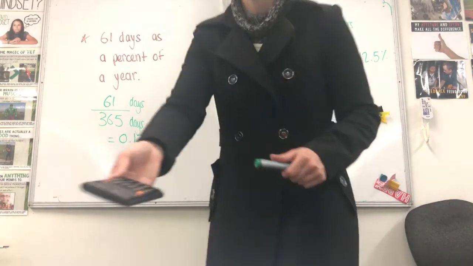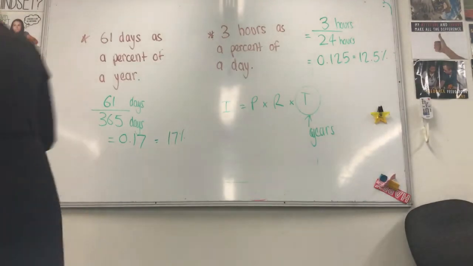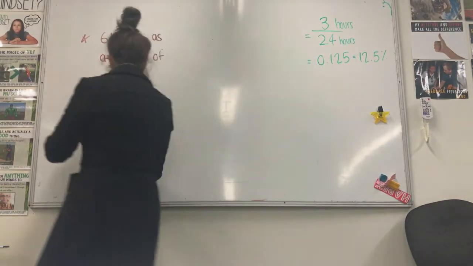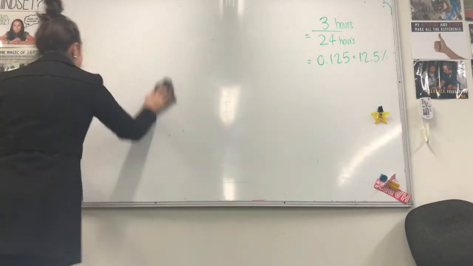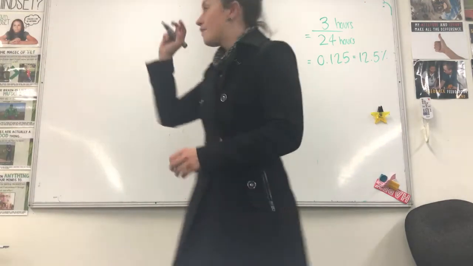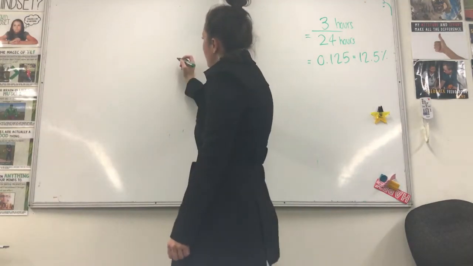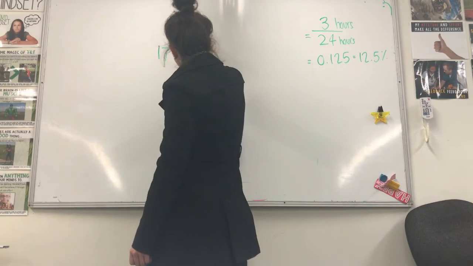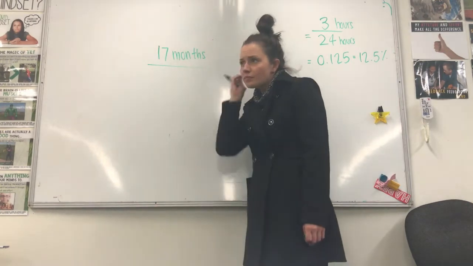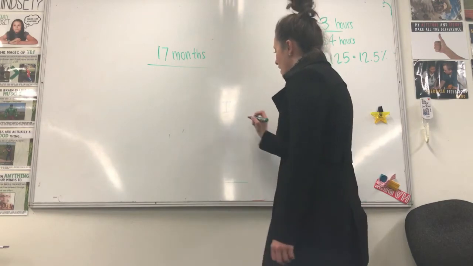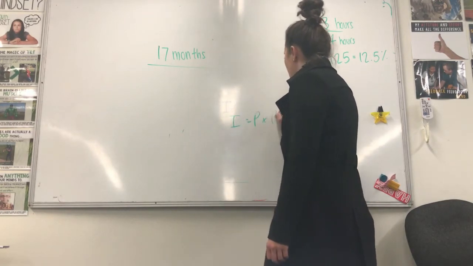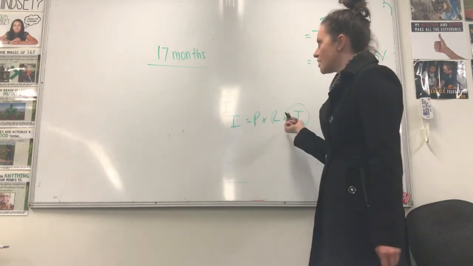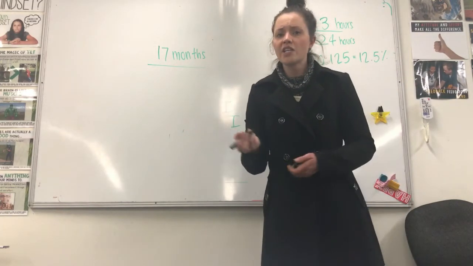Let's do another one. You're probably going to mostly get ones in relation to months, days, and years. So if, for example, someone said that they invested their money for 17 months, so the term was 17 months, once again we can't write I equals P times R times T and then just write 17 for the term. We have to write that as a decimal in relation to years.